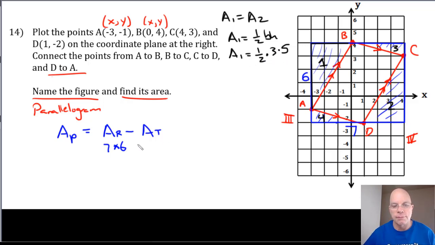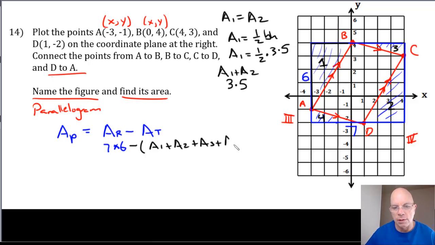However, if we're eventually going to add A1 plus A2, and A1 and A2 are congruent, then I'm just adding these two halves. So I can just get rid of the half. Half of 3 times 5 plus half of 3 times 5 is just 3 times 5. Or you could imagine putting these two triangles 1 and 2 together to make one 3 by 5 rectangle. So ultimately we're going to subtract A1 plus A2 plus A3 plus A4, the sum of all of those 4 right triangles.